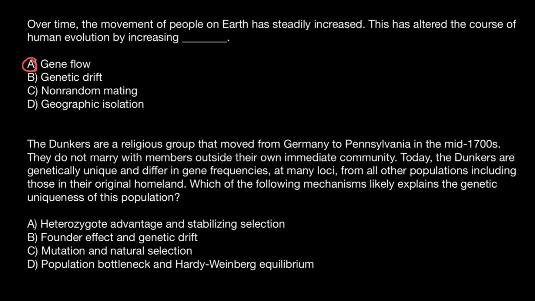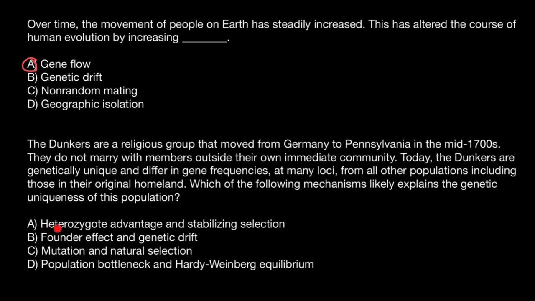And here's the second question. The Dunkers are a religious group that moved from Germany to Pennsylvania in the mid-1700s. They do not marry with members outside their own immediate community. Today the Dunkers are genetically unique and differ in gene frequencies at many loci from all other populations, including those in their original homeland. Which of the following mechanisms likely explain the genetic uniqueness of this population?